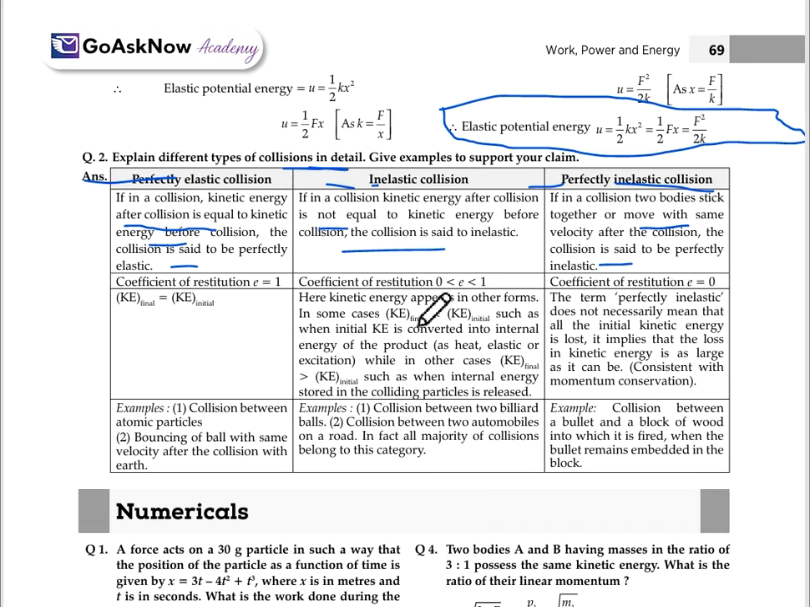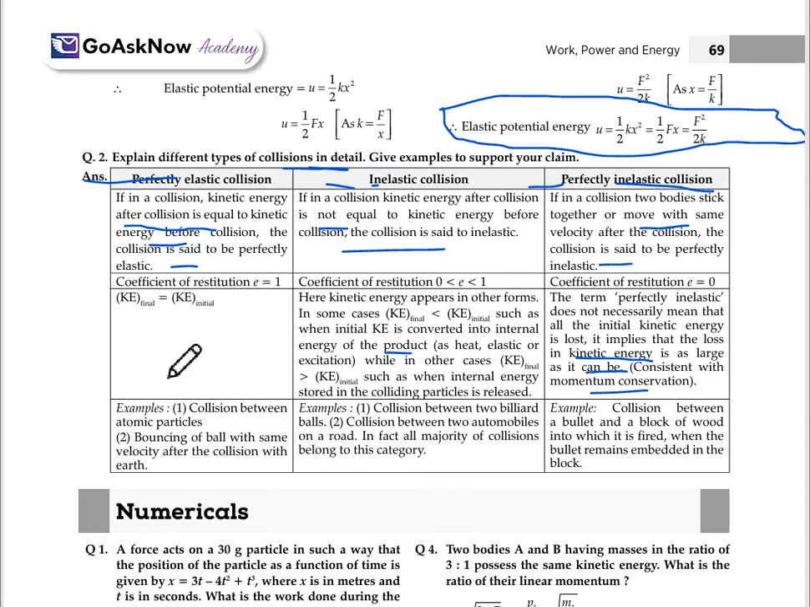In some cases KE final is less than KE initial, such as when initial kinetic energy is converted into the internal energy of the products as heat or excitation, while in other cases KE final is greater than KE initial. So it depends on the case. The term perfectly inelastic does not necessarily mean that all the initial kinetic energy is lost. It implies that the loss of kinetic energy is as large as it can be, consistent with conservation of momentum.